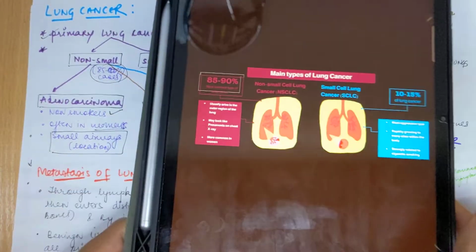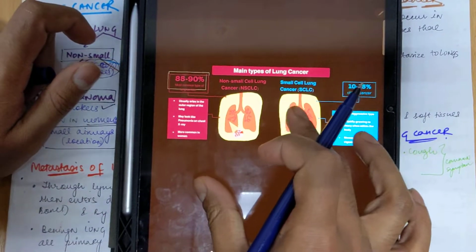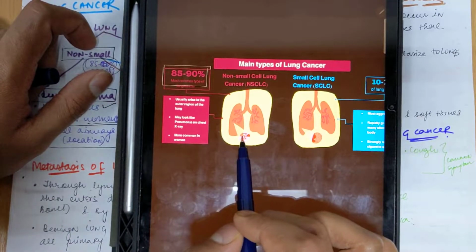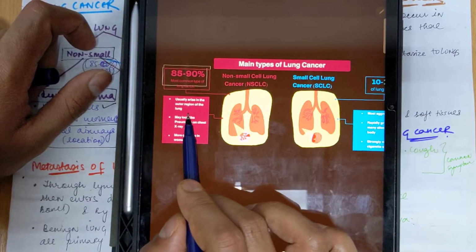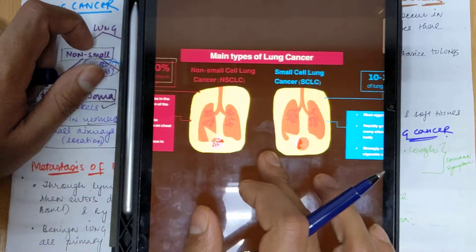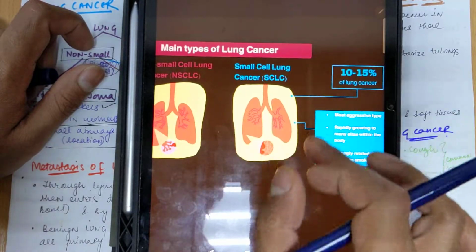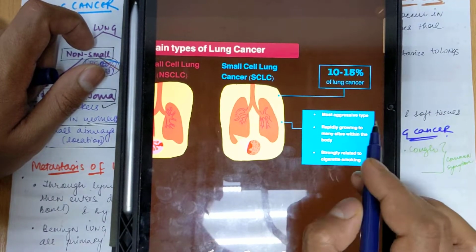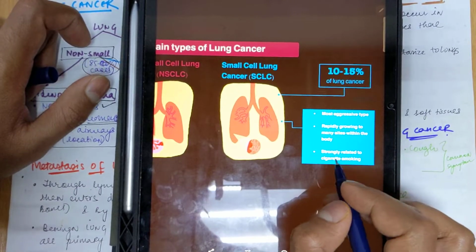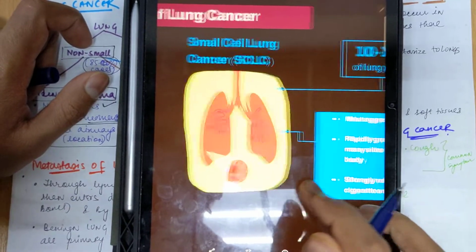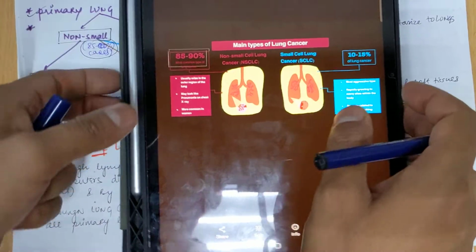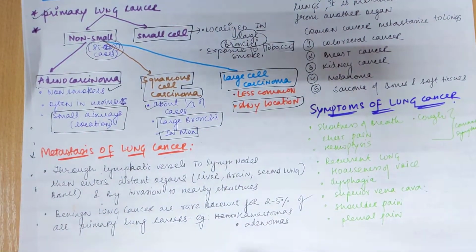Now we have the main types. In this image you can see the main types of lung cancer. As I told you, 85 to 90% usually is non-small cell lung cancer. It usually arises in the outer region of the lung, may look like pneumonia on chest x-ray, and is more common in women. But small cell lung cancer is around 10 to 15%, and rapidly grows to many sites within the body. So metastasis is very fast and it is strongly related to cigarette smoking. So these are the classifications. Okay, clear?